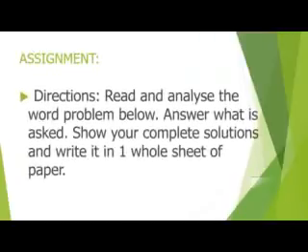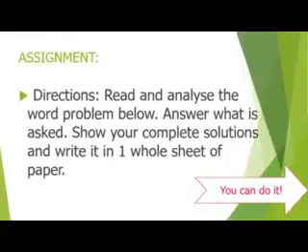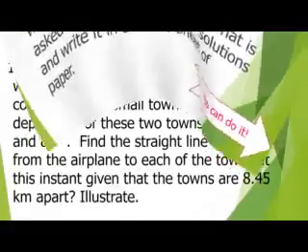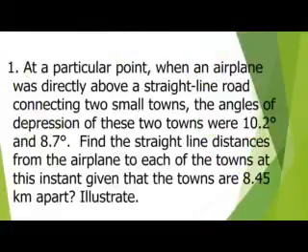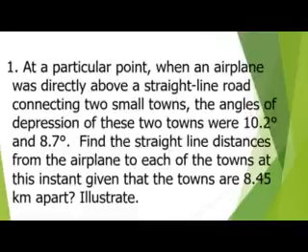Assignment. Directions: Read and analyze the word problems below. Answer what is asked. Show your complete solutions and write them on a one-whole sheet of paper. Assignment number 1. At a particular point, when an airplane was directly above a straight line road connecting two small towns, the angles of depression of these two towns were 10.2 degrees and 8.7 degrees. Find the straight line distances from the airplane to each of the towns at this instant, given that the towns are 8.45 kilometers apart. Illustrate.